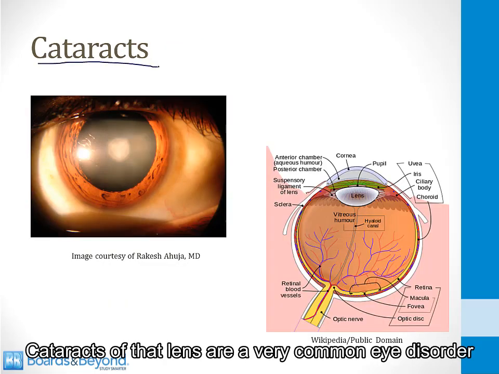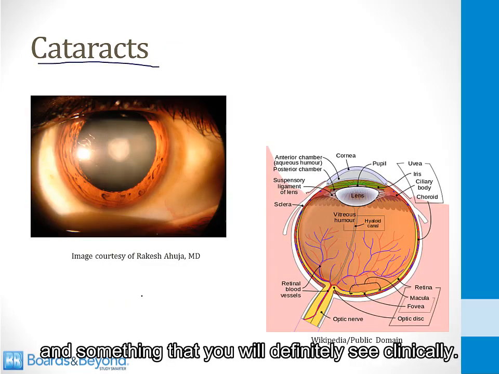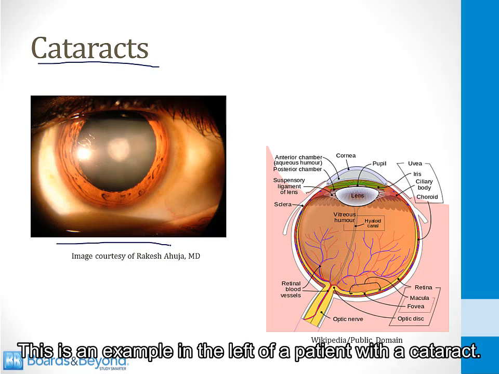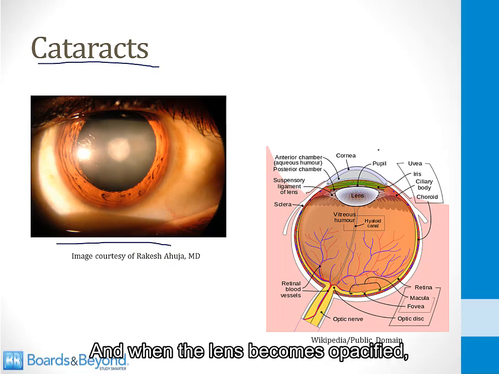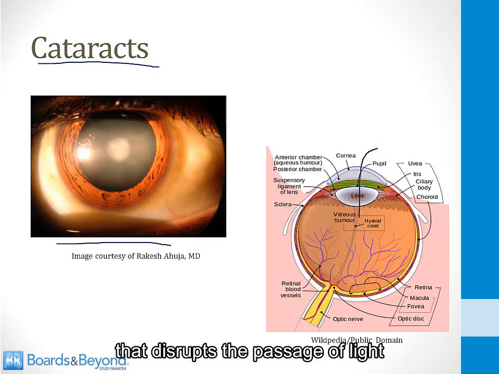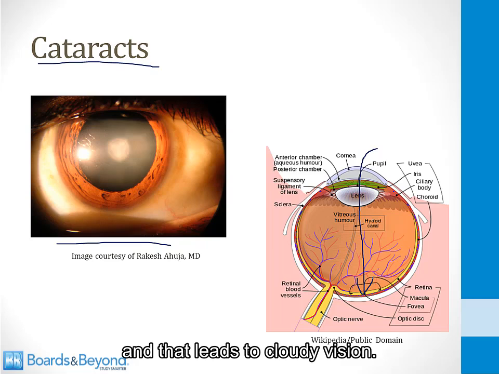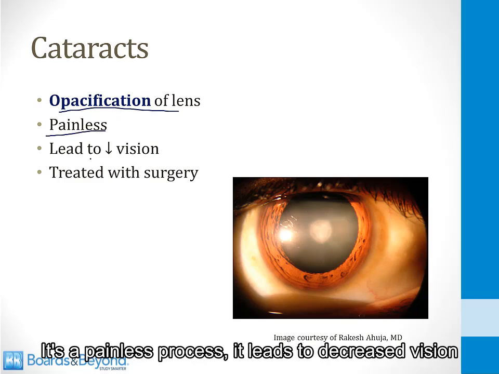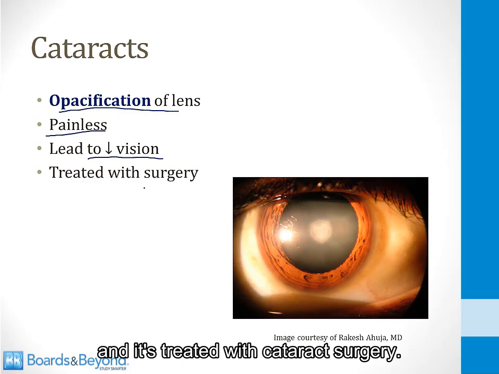Cataracts of the lens are a very common eye disorder and something that you will definitely see clinically. A cataract is an opacification of the lens. This is an example on the left of a patient with a cataract. And when the lens becomes opacified, that disrupts the passage of light through the lens and into the retina, and that leads to cloudy vision. So the definition of a cataract is an opacification of the lens. It's a painless process. It leads to decreased vision, and it's treated with cataract surgery.